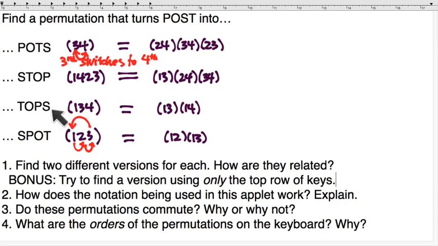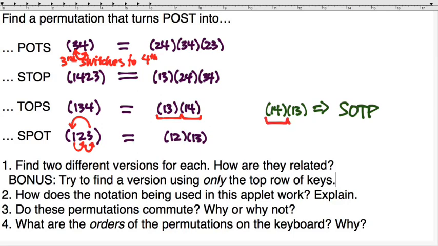I want to take the tops example here. Right? 1, 3, 1, 4. These are 2 permutations. If you do 1, 4, 1, 3 instead, what happens? What do you get instead? Sopt. Sopt, S-O-P-T? S-O-T-P. S-O-T-P, sopt. So what do we conclude from that?